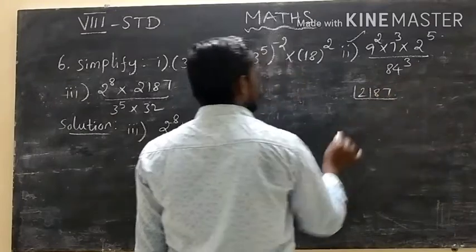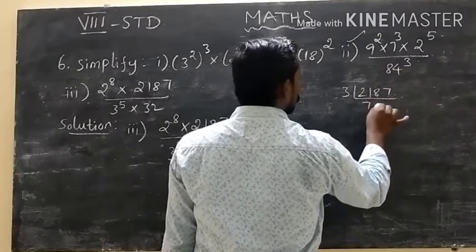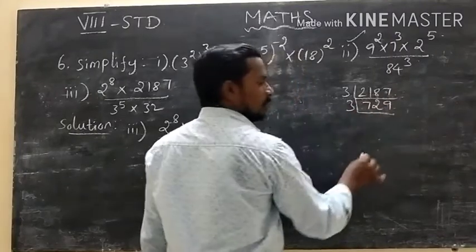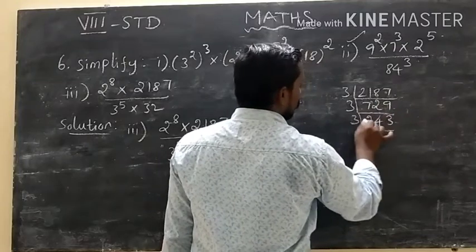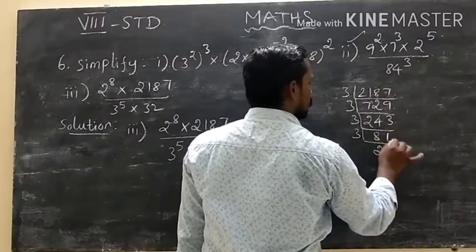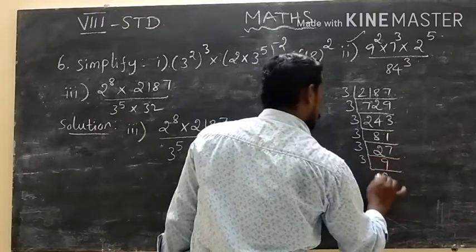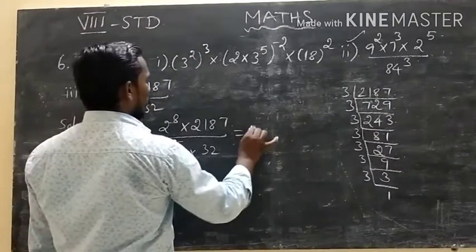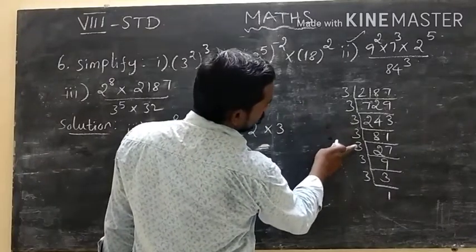First, 2187 divided by 3 using the side numbers: 7 3s are 21, 2 3s are 6 carry 2, 9 3s are 27. Then 3, 2 3s are 6 carry 1, 4 3s are 12 and 2 3s are 9. And second 3, 8 3s are 24, 1 3s are 3. This is 2 times 3 carry 2, 7 3s are 21, 9 3s are 27, 3 3s are 9 and 3 1s are 3. So this number is 2 power 8 into 3 power 7, counting 1, 2, 3, 4, 5, 6, 7.